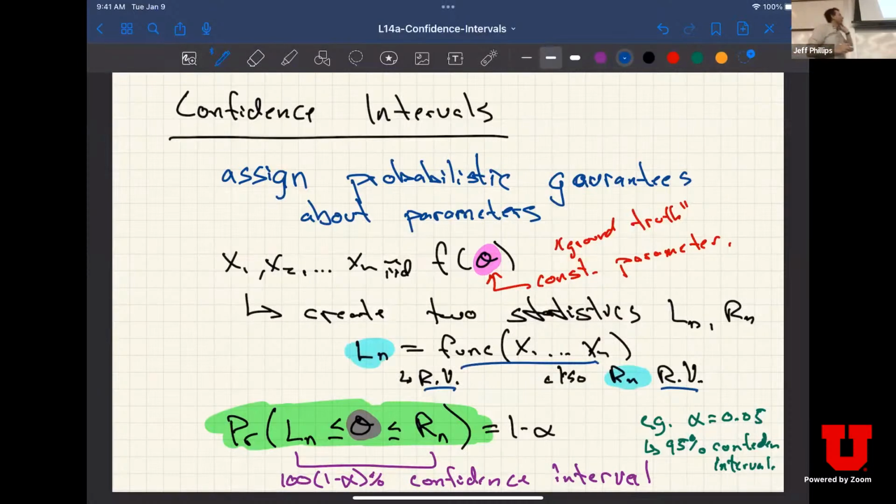Yeah, so the L and the N are the random variables here. That's the randomness, and that's what the probability is over.